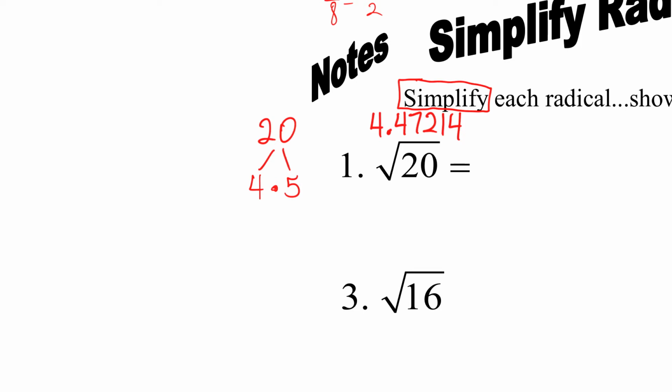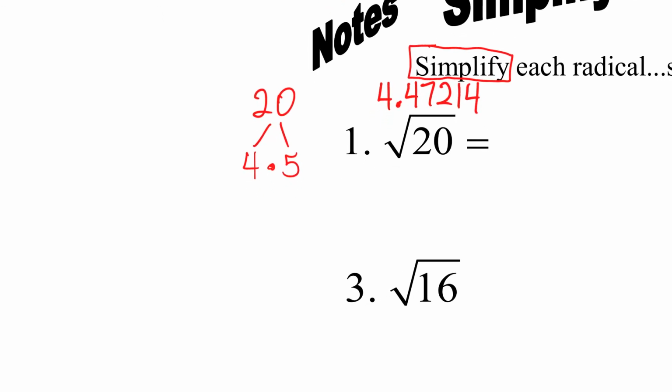Okay, 4 times 5 is 20. Now, I got to think, can I break down either one of those two numbers? 4 breaks down as what? 2 times 2. Can I break down that 5? No, the only way I could break down the 5 is 1 times 5. That means it's already broken down as far as it goes. That means it's already prime. All right, so that's what we're doing, breaking these down to their prime numbers.